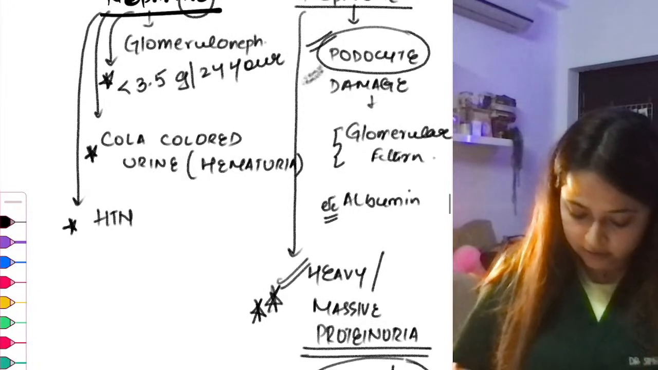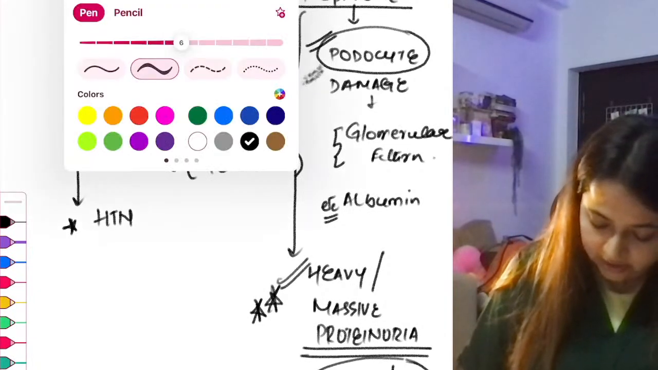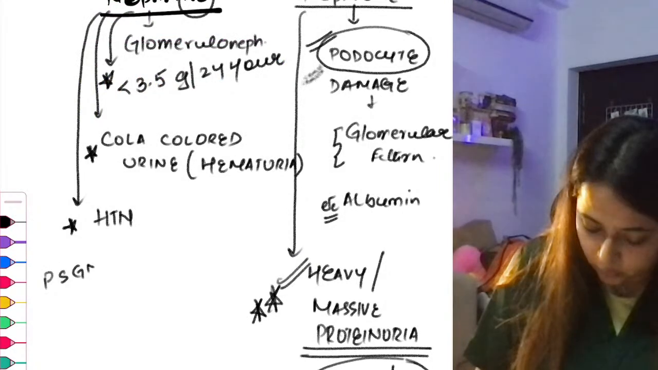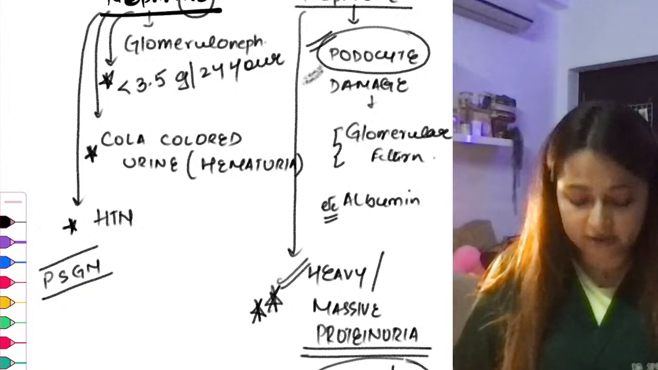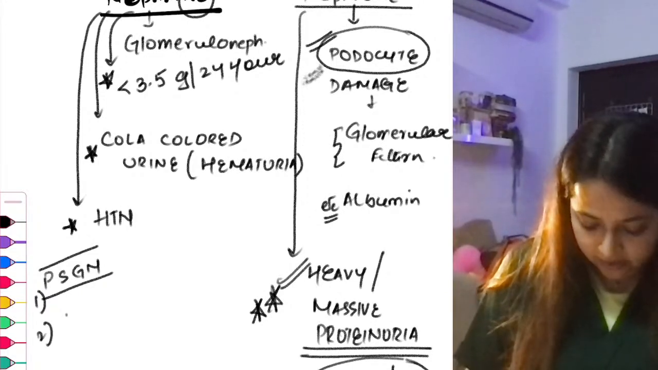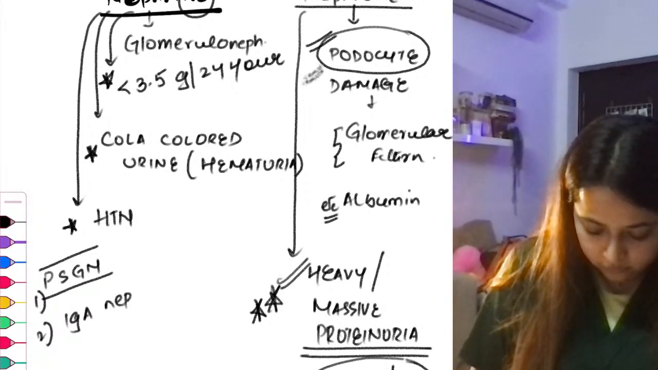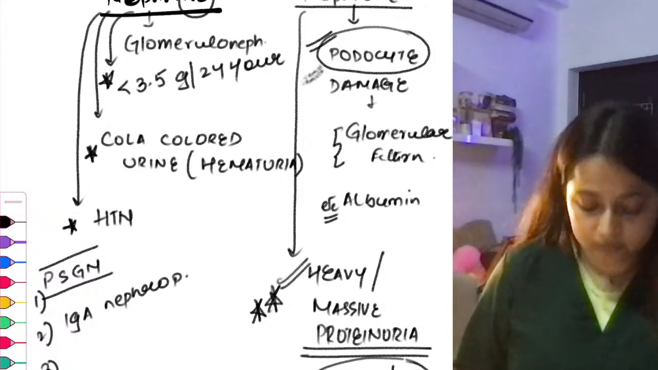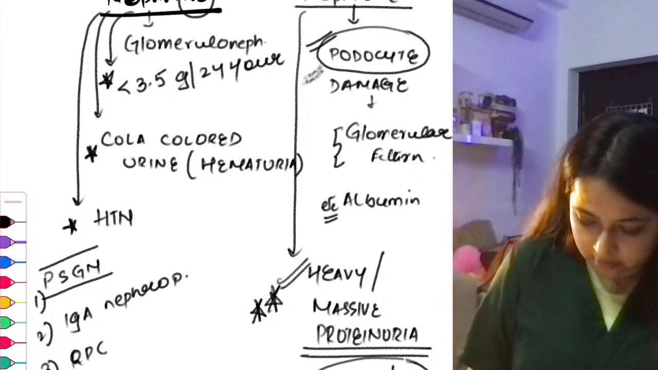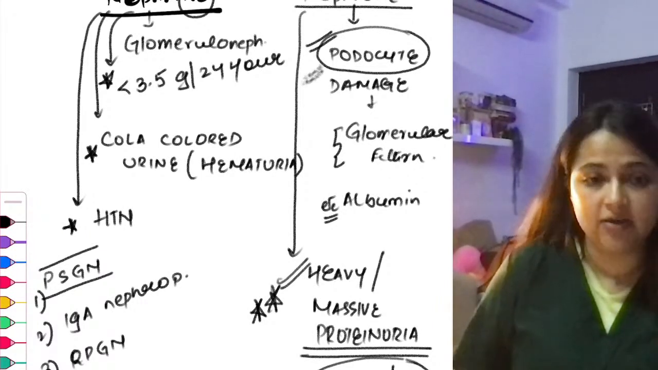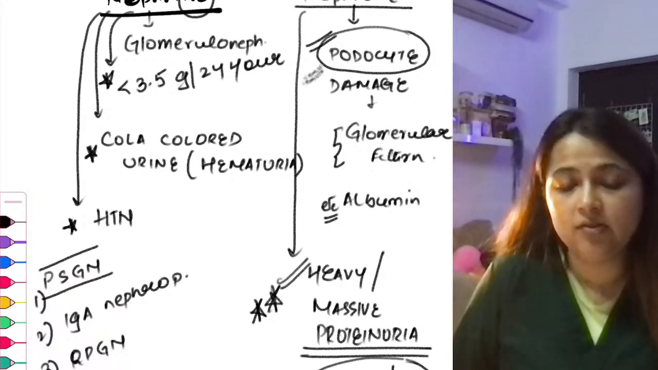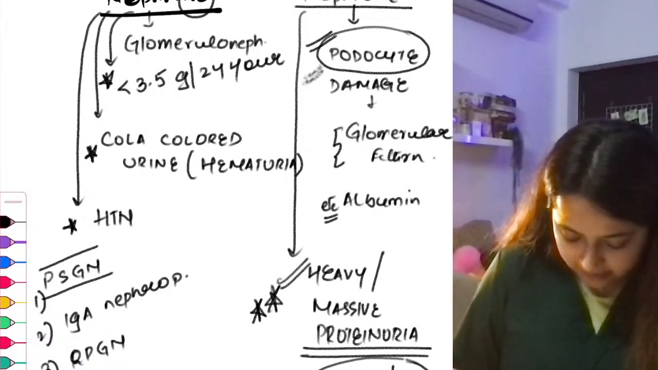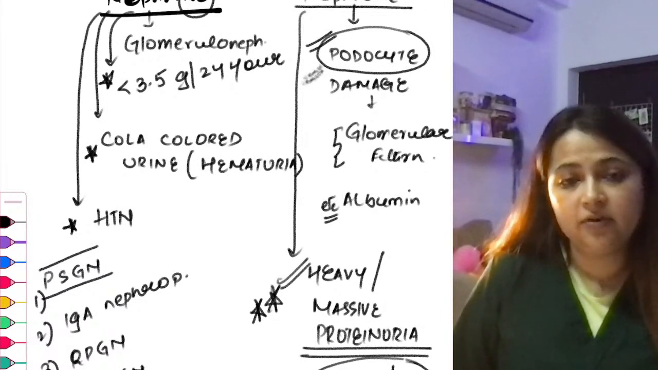When you talk about the nephritic syndromes, number 1 we have PSGN, or post-infectious glomerulonephritis. That is one example. Then we have IgA nephropathy, which is the renal presentation of HSP. Third, we have RPGN, the rapidly progressive glomerulonephritis. And the fourth one, any other example? MPGN, exactly. MPGN has an overlap. It could be nephritic or nephrotic.